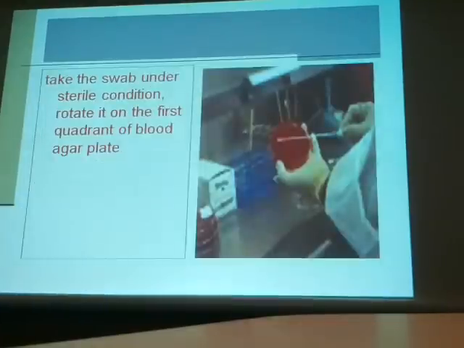Okay, so as we said, once the sample reaches the lab, with the same throat swab we do a rotation in the first quadrant by the streaking plate method, if you remember it. We divide the agar plate into 4 quadrants. In the first quadrant we make a streaking line by the swab, then we use the loop.